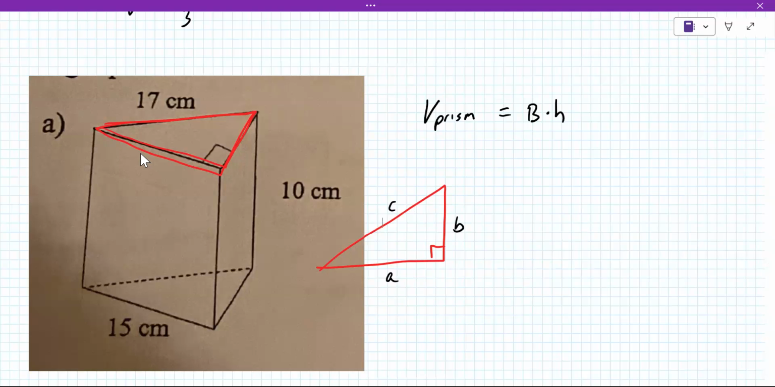Okay, which one? Do you know A, B, C? A is 17 centimeters. A is not 17. See where the 17 is? It's across from the 90 degree angle, so it's C. Yes, C is 17. 10 centimeters is B. 15 centimeters is A. Well, I don't think that's correct. I think 10 is referring to this height here. So is 15 A, B, or something else?